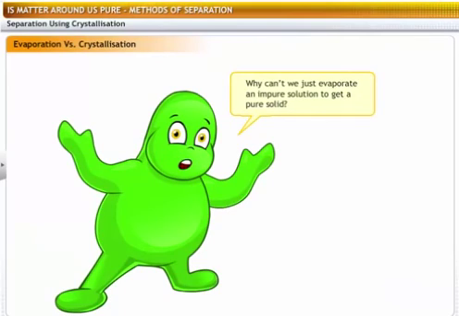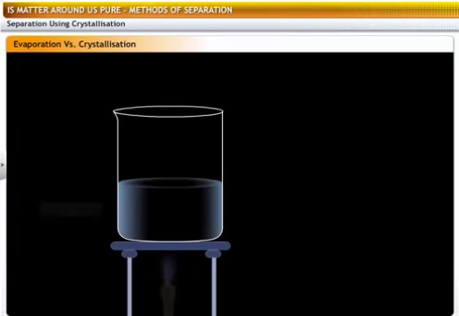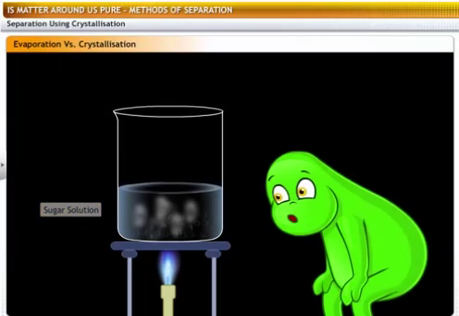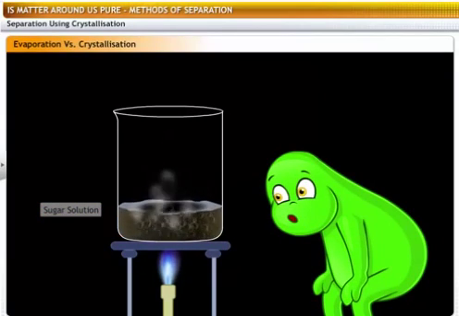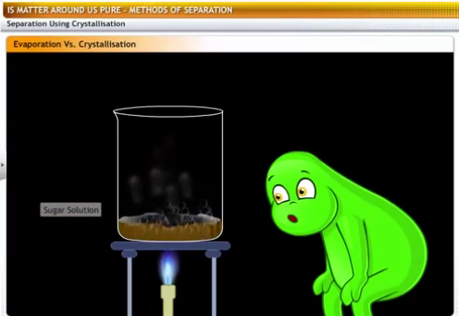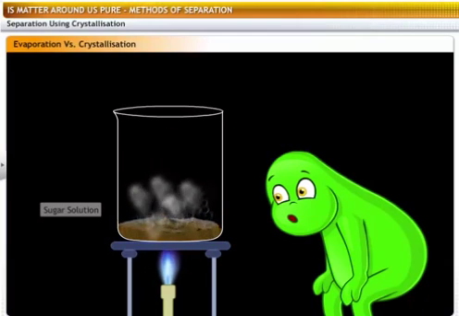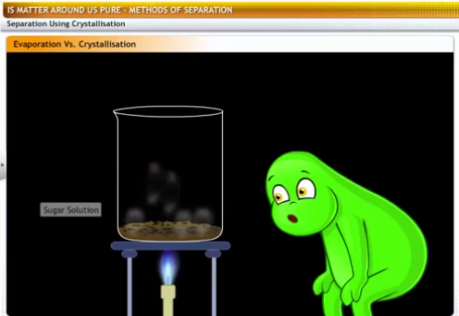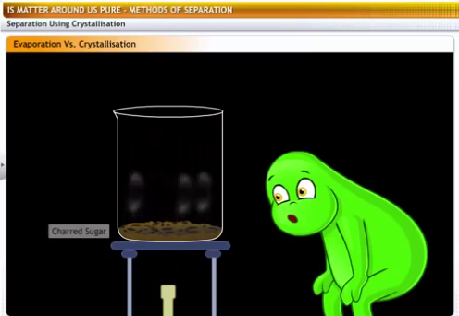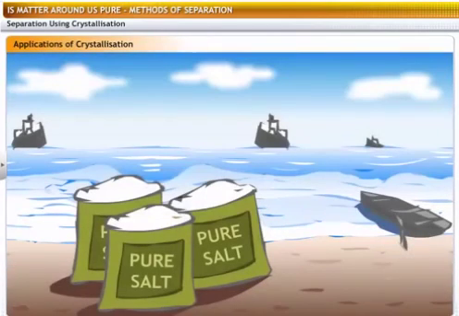Why can't we just evaporate an impure solution to get a pure solid? When you heat a sugar solution, for example, the sugar may get charred when you heat it to dryness. On evaporating the solution, the solute may still not be pure, as it may contain impurities left over from filtration. This is why crystallization is a better method.